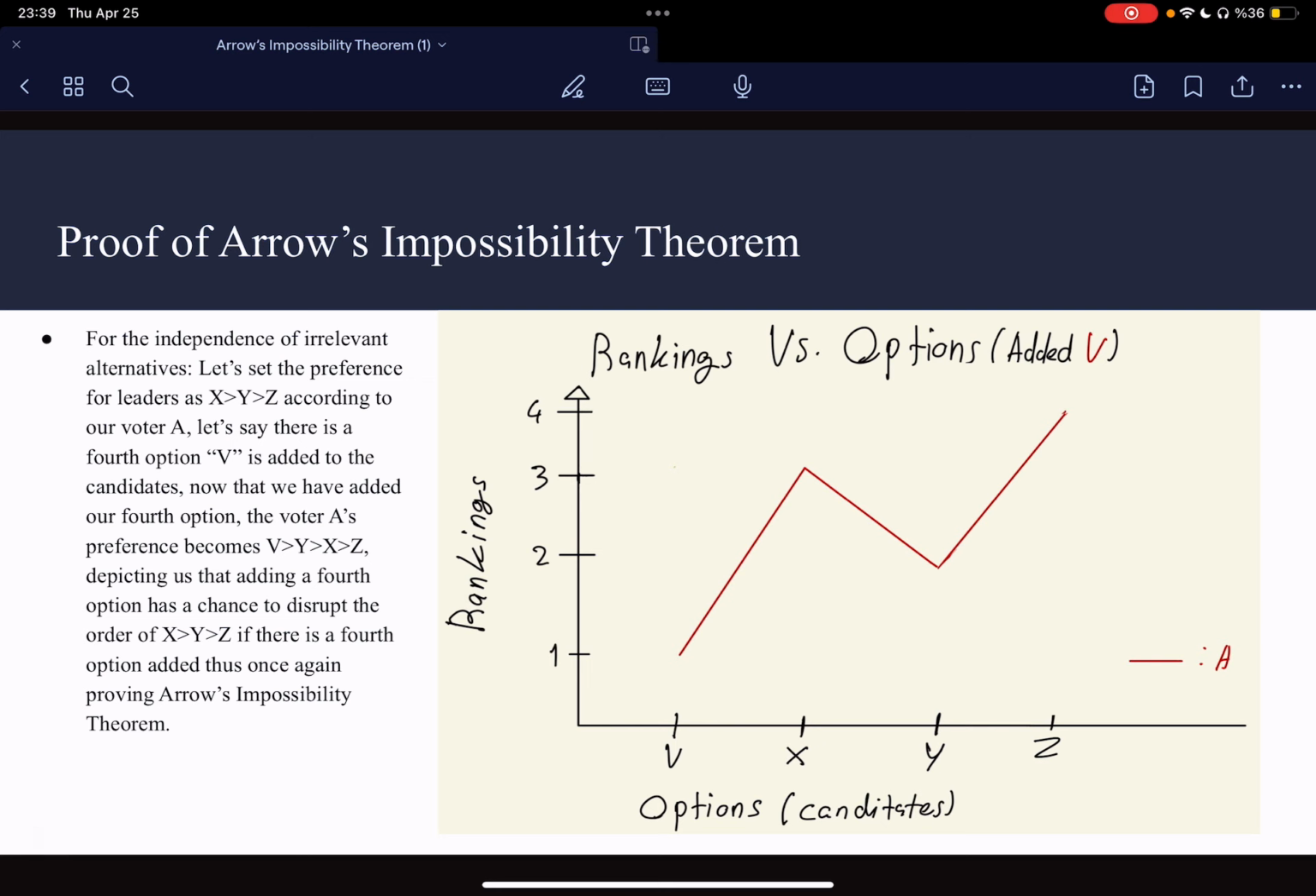For the independence of irrelevant alternatives, let's set the preference for leaders as X, Y, Z according to our voter A. Let's say a fourth option, V, is added to the candidates. Now that we have added our fourth option, voter A's preference becomes V over Y over X over Z, showing us that adding a fourth option has a chance to disrupt the order of X over Y over Z, once again proving Arrow's impossibility theorem.